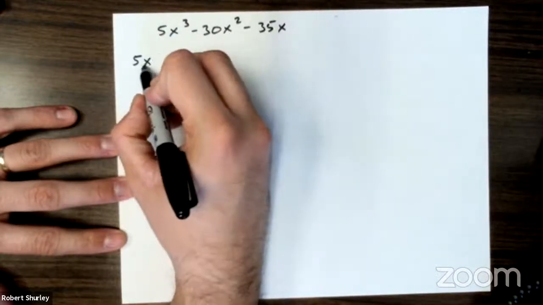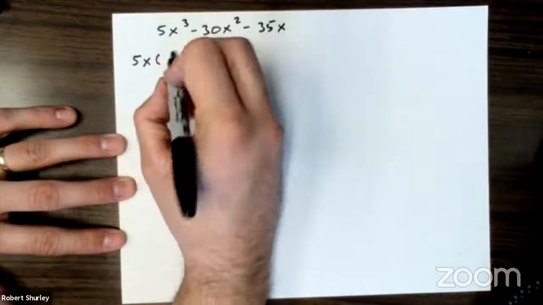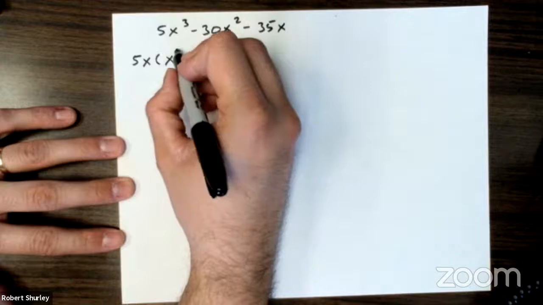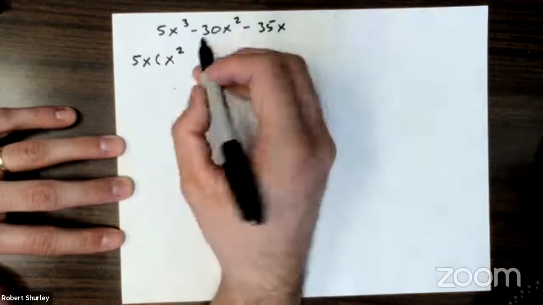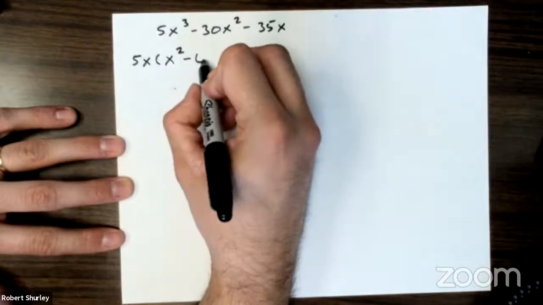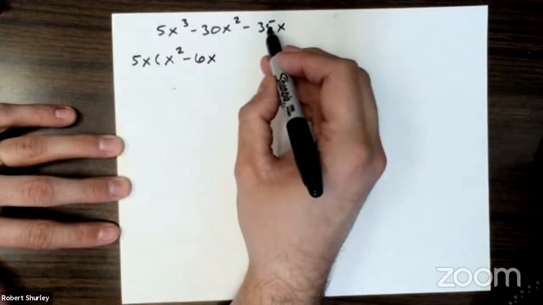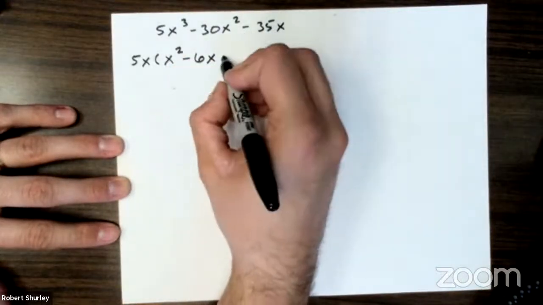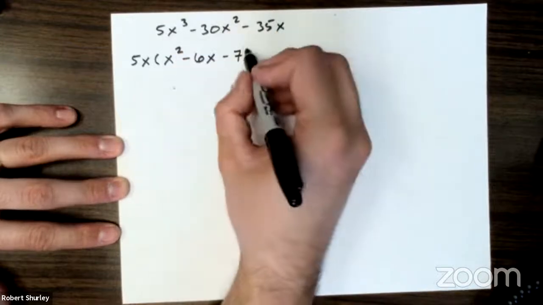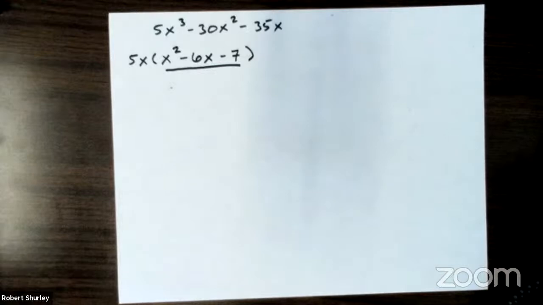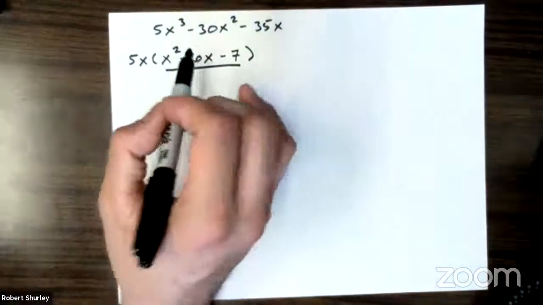I can factor an x out. They all have at least an x. And that leaves me with, okay, if I factor a 5 and an x cubed out, that leaves me with x squared. Factor a third, so that's going to be negative 6. Factor one of the x's out. And then lastly, 35 divided by 5, that's minus 7. And I factored the x out. So it leaves us with a trinomial with a degree of 2.